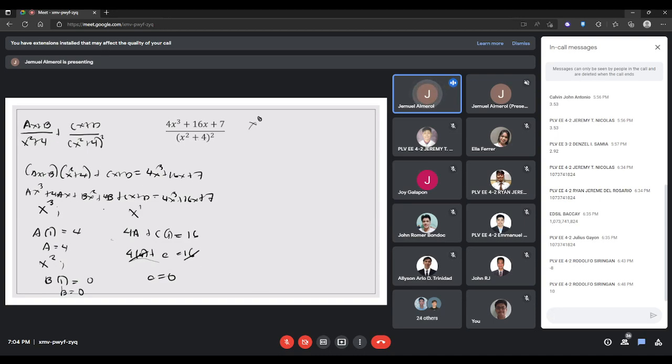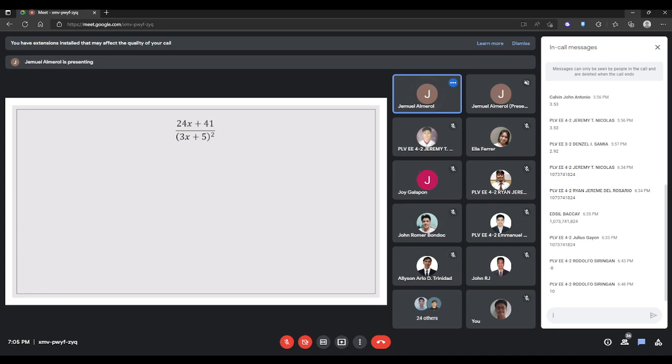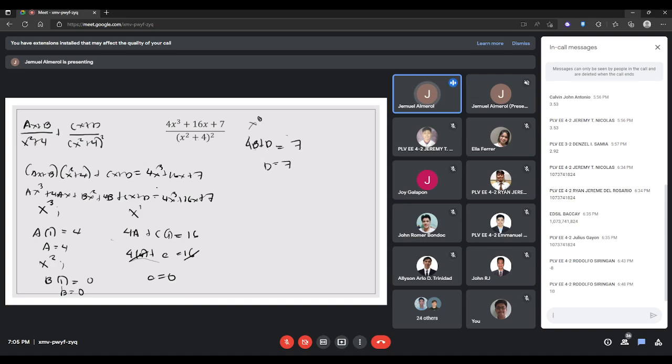Okay, so yung mga constants natin, 4b plus d equal to 7. Since b is 0, d is equal to 7. Right? Tama na. D is equal to 7. So that, substitute na lang natin doon.